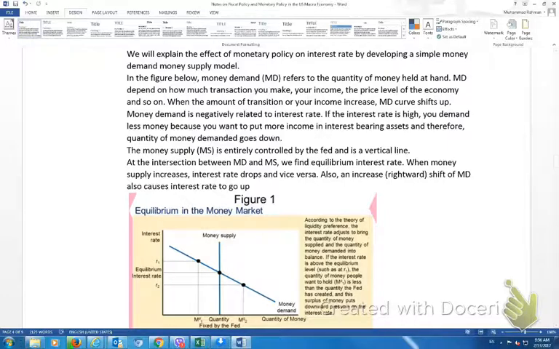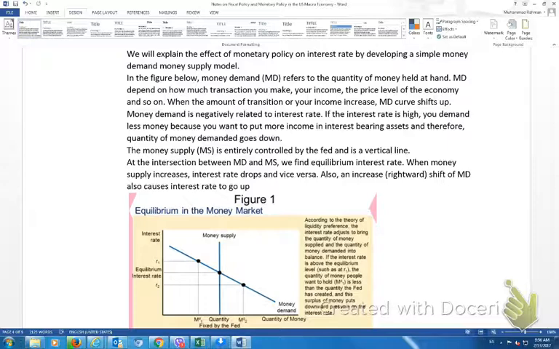In figure 1, what you're looking at is a very standard money demand money supply model where we have a demand curve that shows the demand for money, and we have a supply curve that shows the supply of money. The two-dimensional space where we are drawing these curves is interest rates and quantity of money. So basically we are saying that the interest rate is the price of money demand and money supply.